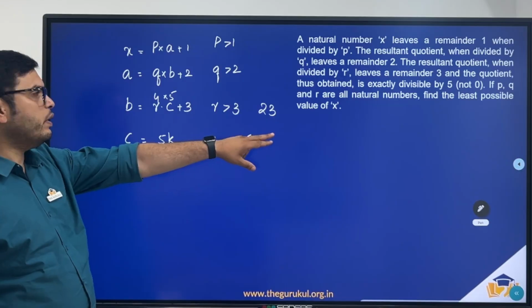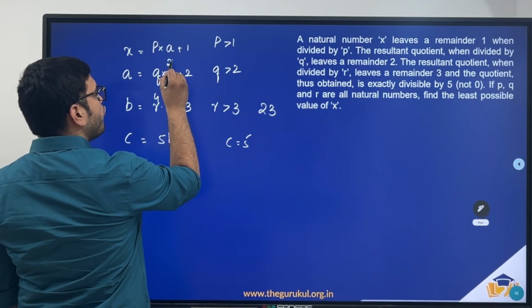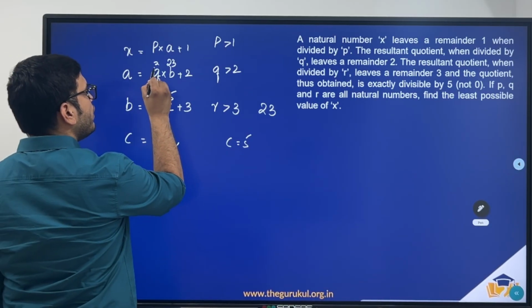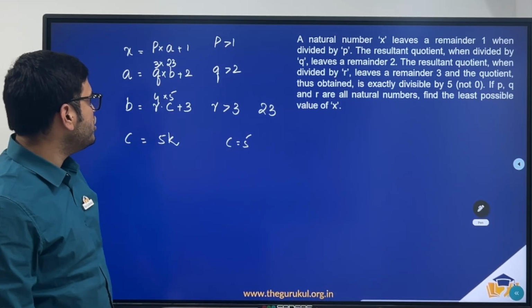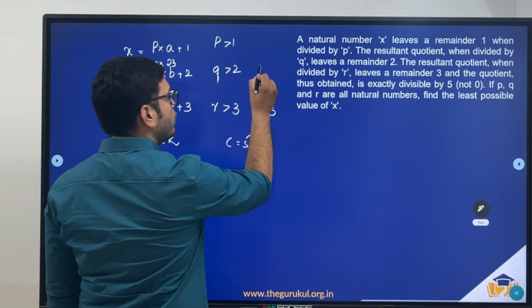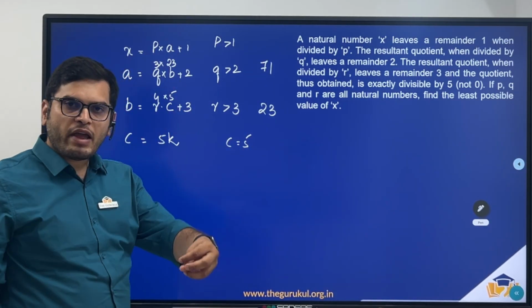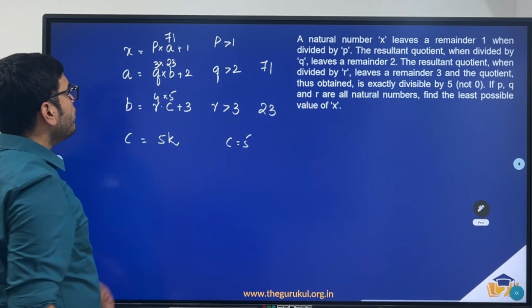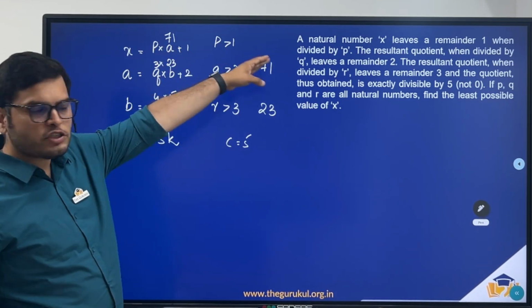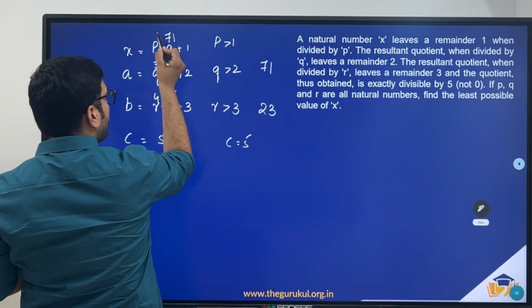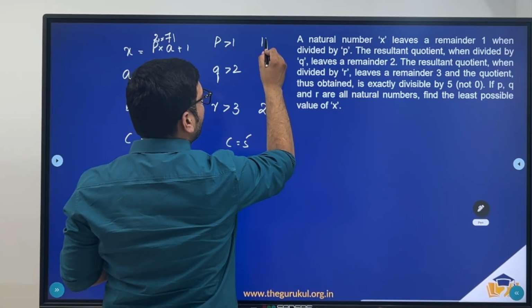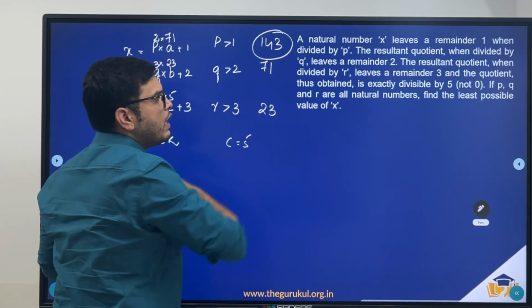So the value of b is 23. Q should be greater than 2, so the minimum value of q is 3. So 3 into 23, 69. 69 plus 2, 71. So the minimum value of a is 71. And what is the minimum value of p? P has to be greater than 1, so the minimum value of p has to be 2. So 2 into 71, 142, plus 1, 143 should be the answer to this question.